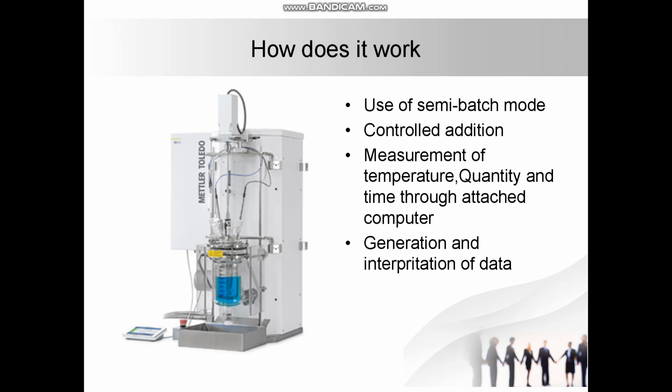So how does it work? It operates in semi-batch mode. One of the raw materials is already present inside the reactor and another raw material is added in a controlled fashion through a charging nozzle. The rate is controlled by means of a flow meter, and the temperature, quantity, and time are measured via a test computer. The data is generated and plotted in terms of a graph for interpretation and further assessment.